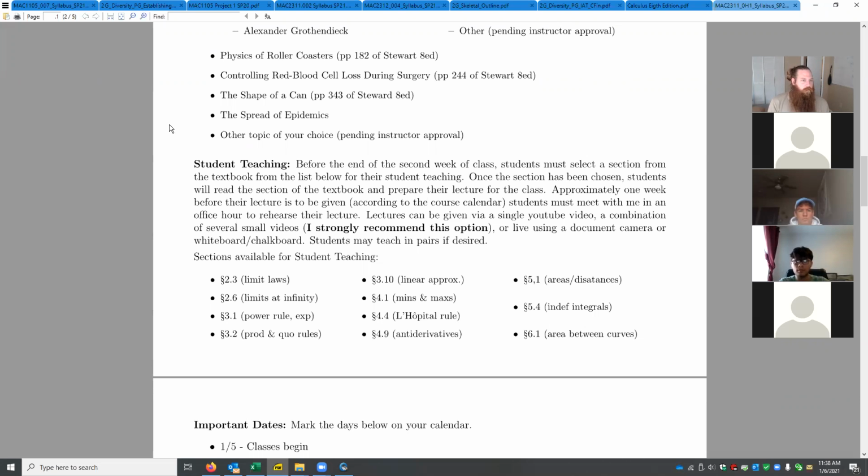Yeah, so Katie asked in the chat there, how do we sign up? For both of these, just send me an email or a Canvas message. Send me an email saying, I want to do this for my honors project, or send me an email saying, I want to teach this section for my student teaching. And that'll begin the conversation.